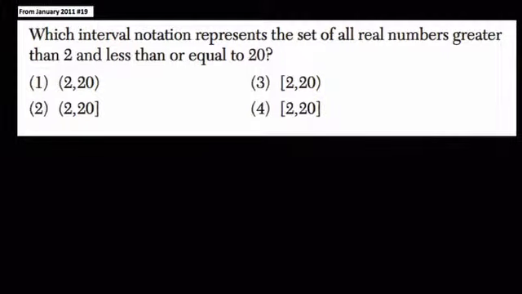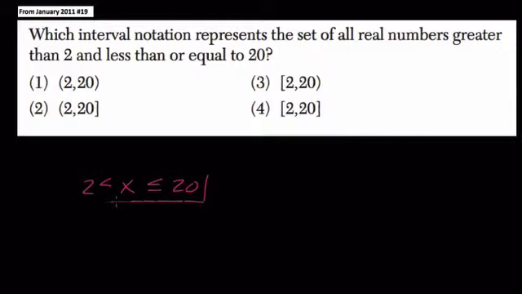Okay, so here we're dealing with interval notation, and interval notation can take several different forms. Here they're using this bracket form, or bracket notation, and they want to know which interval notation represents the set of all real numbers greater than 2 and less than or equal to 20. So x has to be greater than 2 and less than or equal to 20.